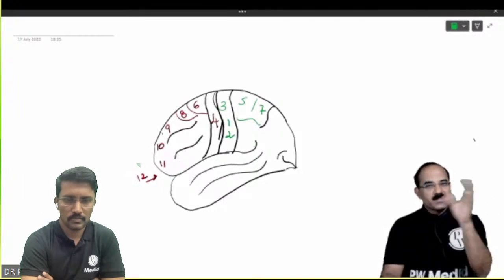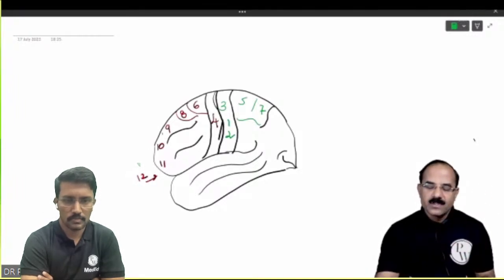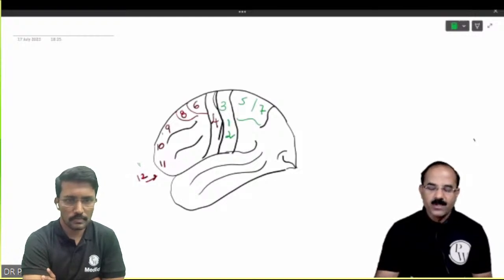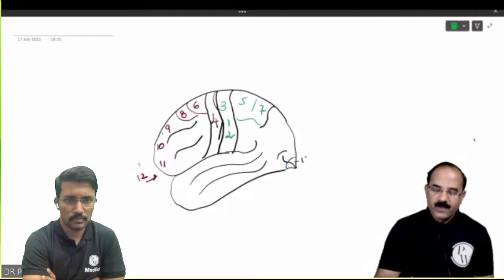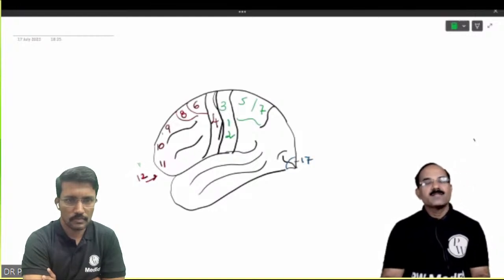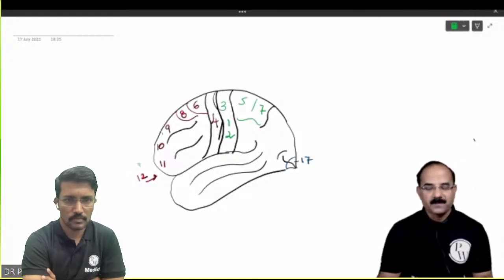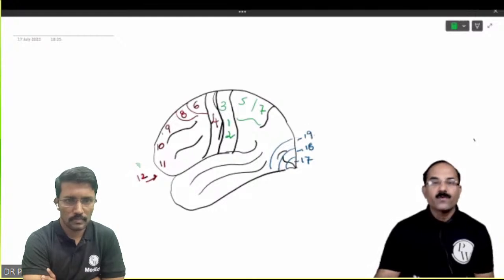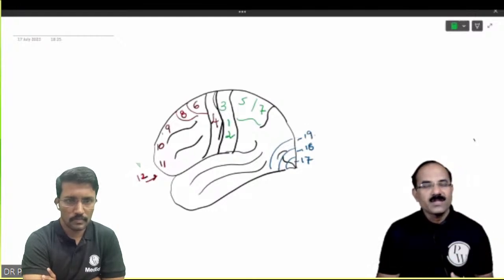Okay. So this is 5-7, sensory association areas. Coming to the visual areas, this is the occipital lobe, and the visual areas would lie here. This is area number 17. 17 is known as the primary visual area. And what are 18 and 19 known as? 18 and 19 are known as visual association areas.